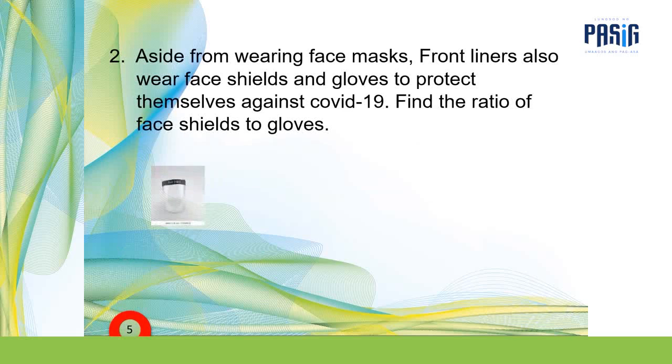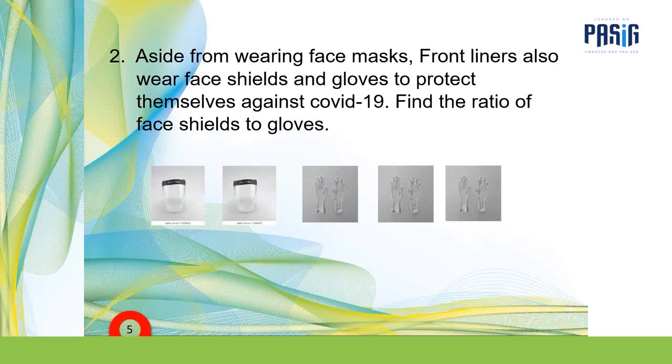Let us proceed to item number 2. Aside from wearing face masks, frontliners also wear face shields and gloves to protect themselves against COVID-19. Find the ratio of face shields to gloves. A. 1:3. B. 3:1. C. 2:1. D. 1:2. Write your answer now. Time is up. The correct answer is letter A.